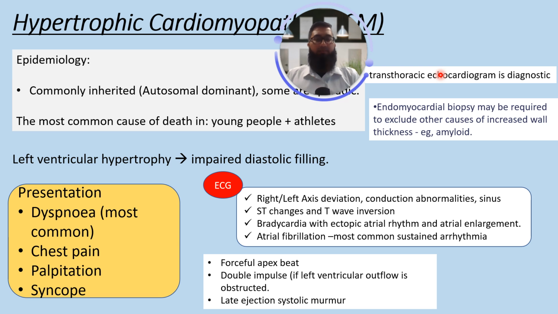It's also very important that there are other causes that we need to exclude. So the patient may need to have an endomyocardial biopsy to exclude other causes of the wall being thick, like amyloid.